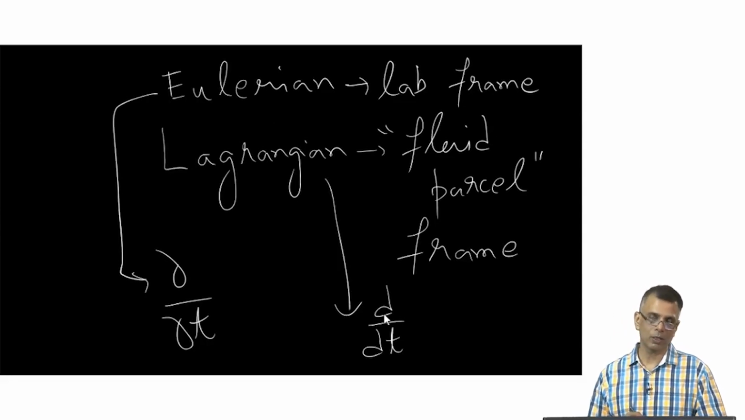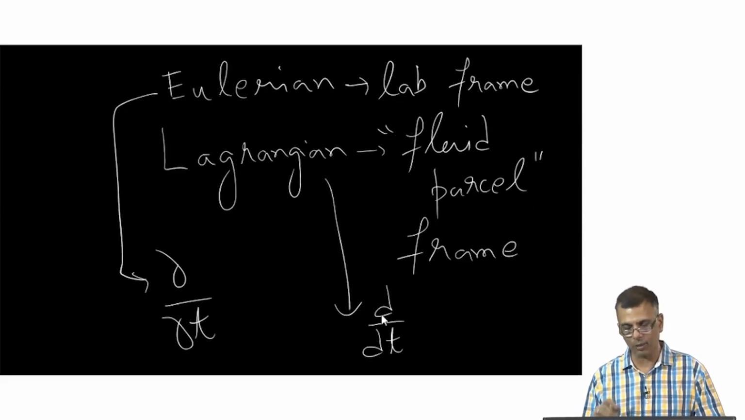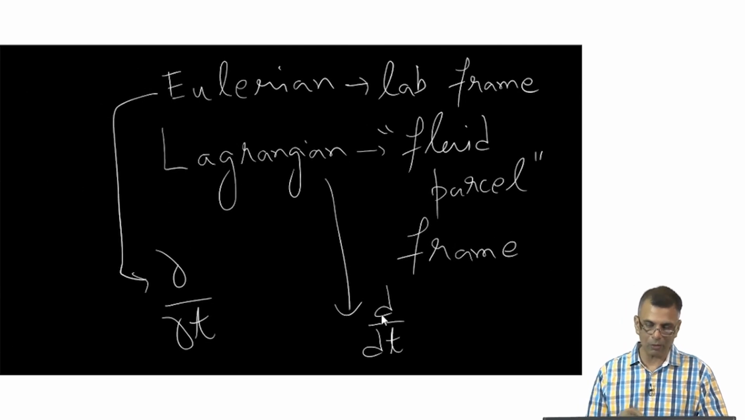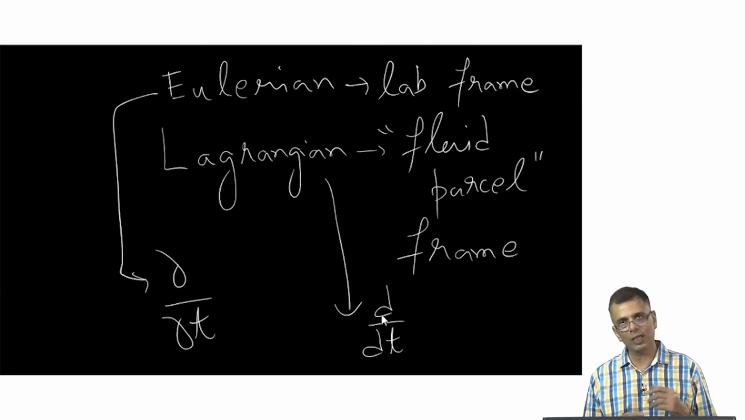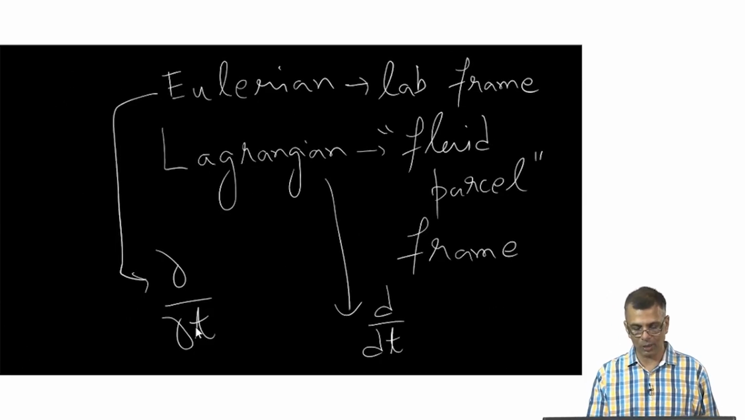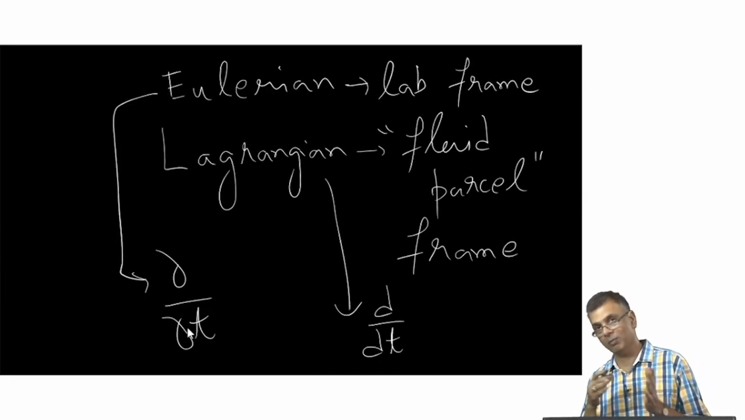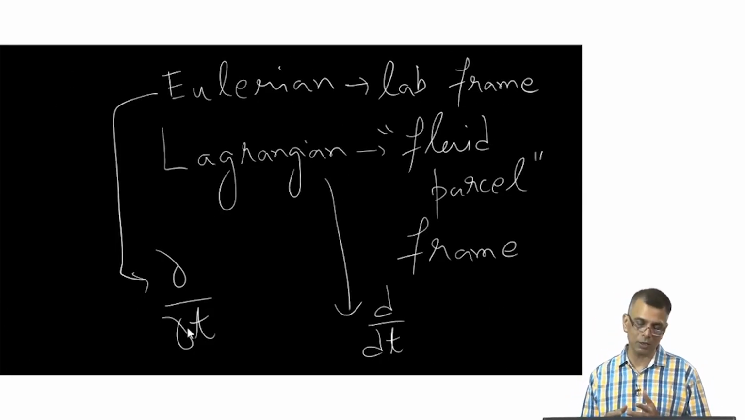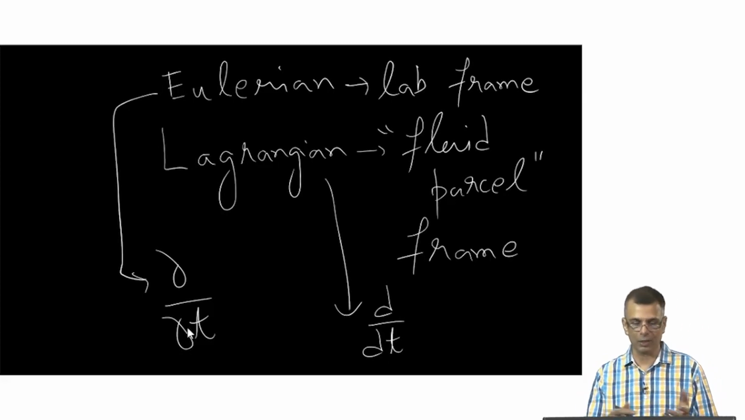You might wonder why I'm writing a partial here and why I'm writing a total here. The real reason is that in the Eulerian description, things can change due to changes in time as well as changes in position. So the flow field is a function both of time and position, hence the partial derivative. Here in the Lagrangian description, you're sitting on top of the fluid parcel. There's only one variable, so to speak.